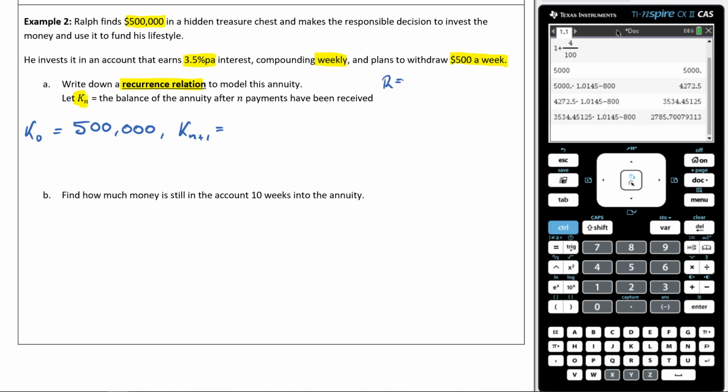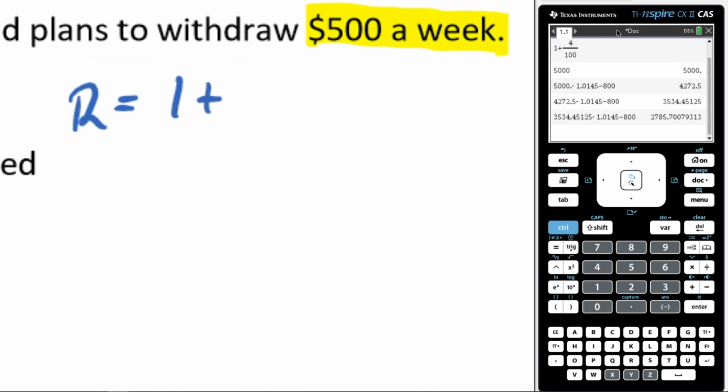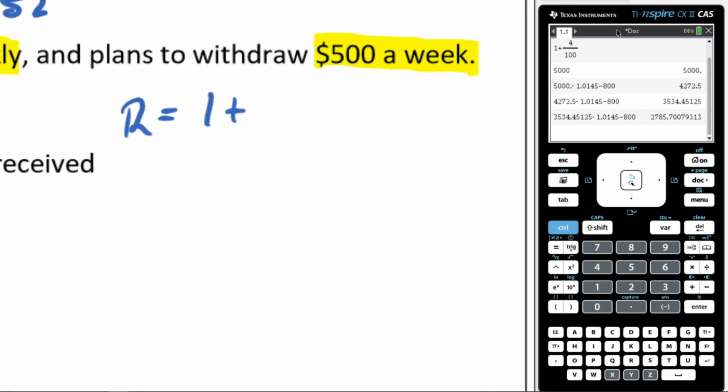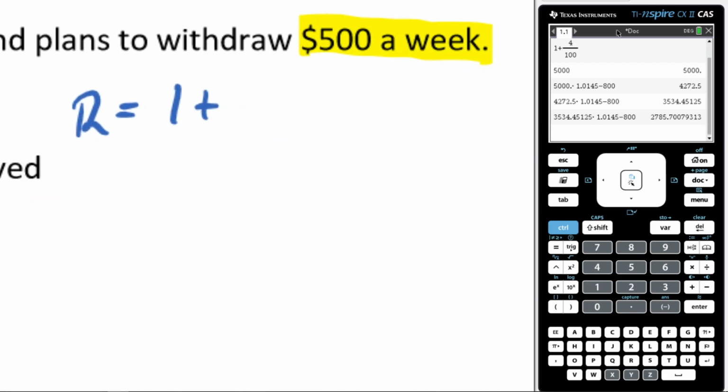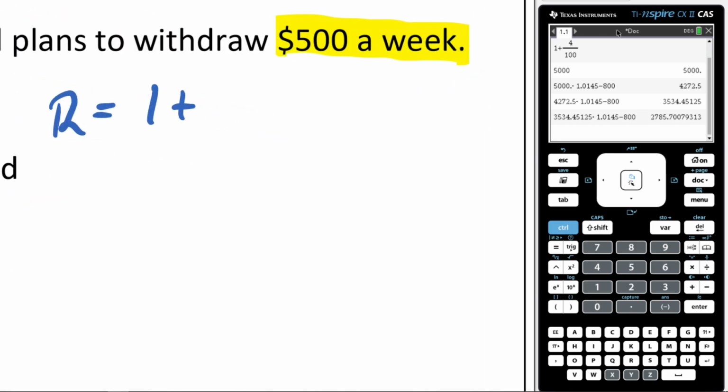My R value is going to be, now this is my little r, and it's compounding weekly. So that means there's 52 weeks in a year. So that means I'm going to go 1 plus, now this is where I have to zoom in here. I've already forgotten, what was it? 3.5. So it'll be 3.5. Takes a while to figure out when I'm zooming in. There we go. 3.5. Then you divide that by 52 weeks in a year, and then you divide that by 100.